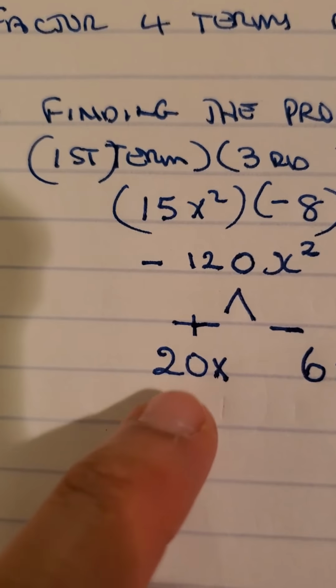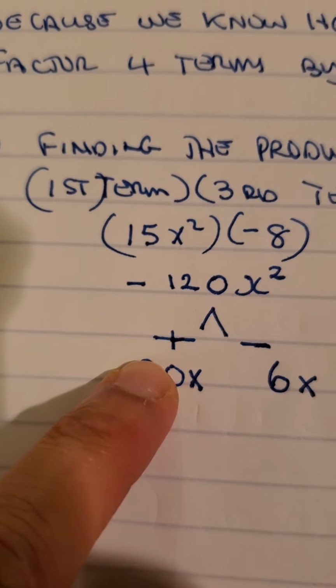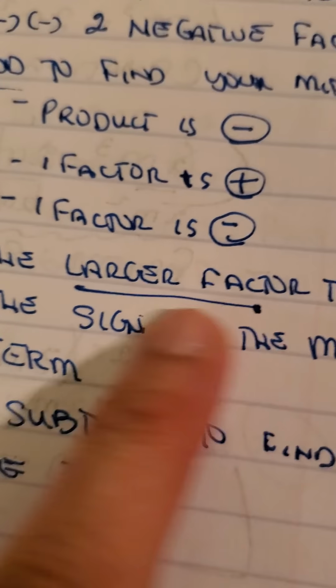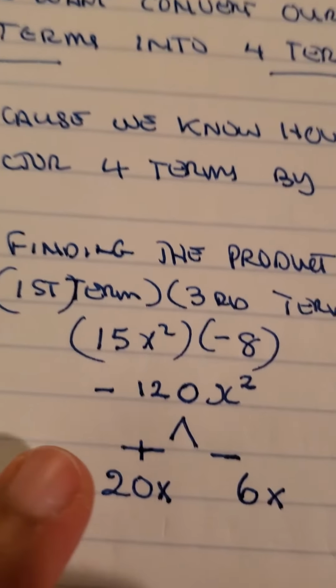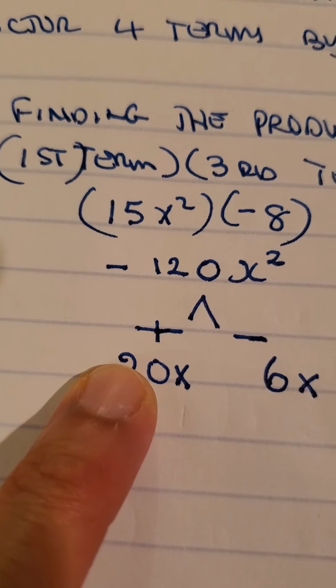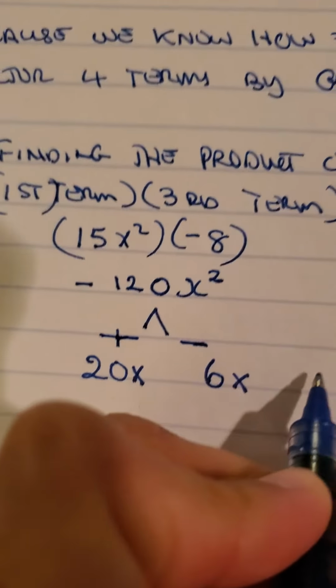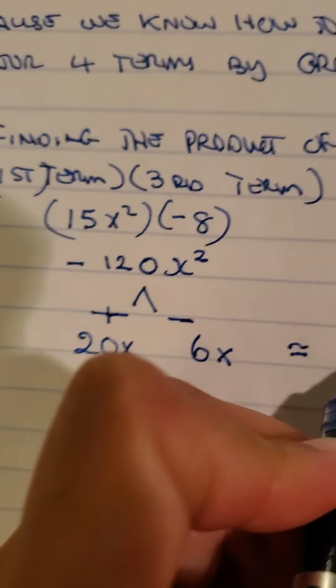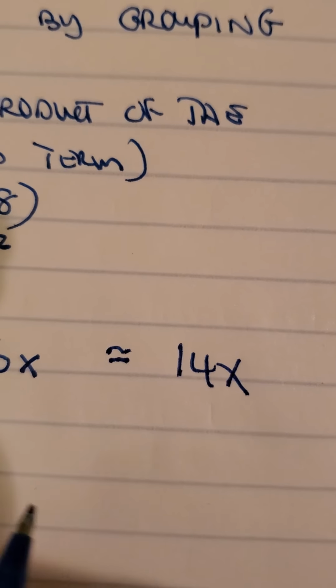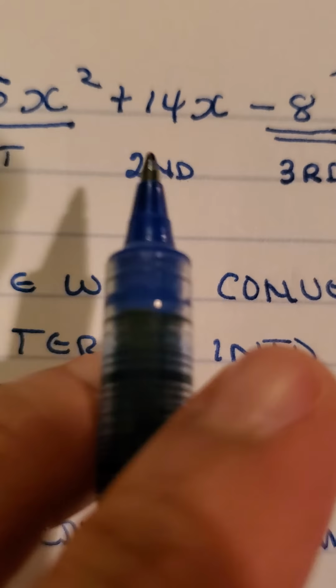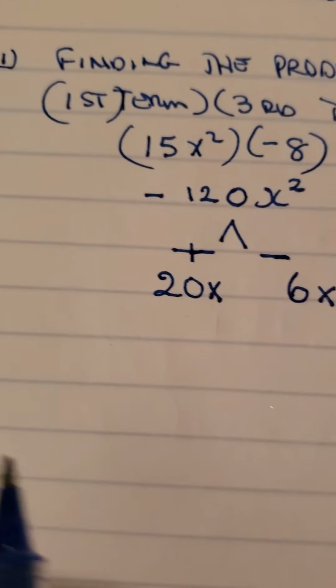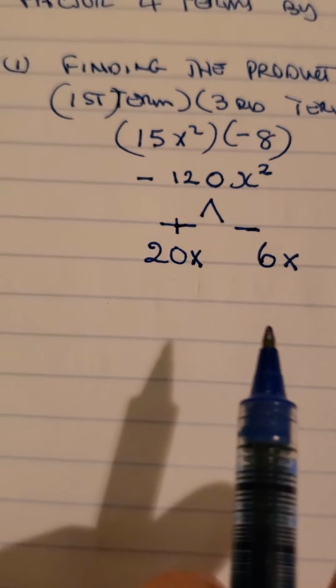Now, why did I choose 20 as positive and not negative? Because I said that when it's negative, the larger factor takes the sign of the middle. The middle is positive. So my larger factor is taking the sign of the middle, because when I subtract them, I keep the sign of the greater magnitude, and I will get positive 14x. But the goal is not to get back positive 14x. The goal is that I am supposed to take the factors of my product and split the middle term into two terms. So that's my next step, right?